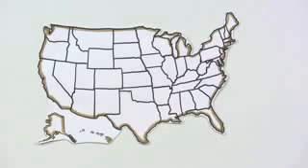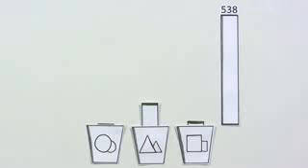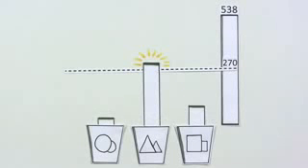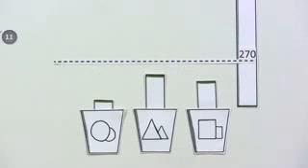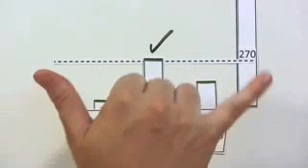Here's why. If you add up the electors of all 50 states and the District of Columbia, there are 538 in total. The candidate's goal on Election Day is to win the majority of 538, or 270 electors. Once a candidate wins enough states to reach the 270 majority, they have won the election and become the president-elect.